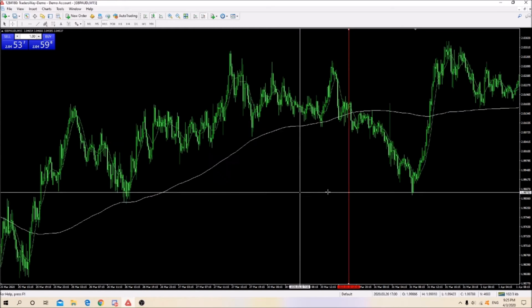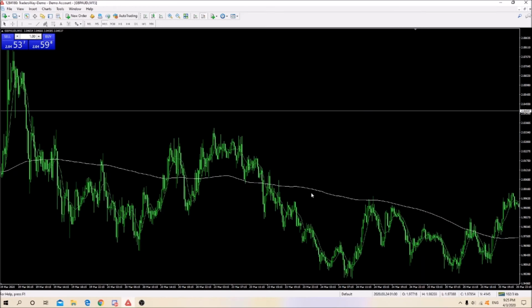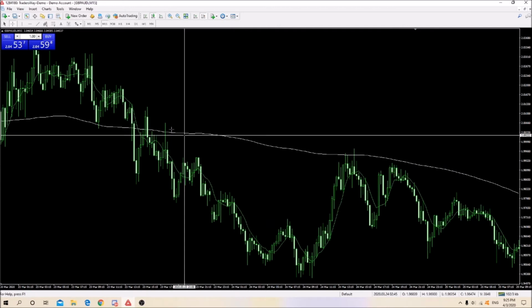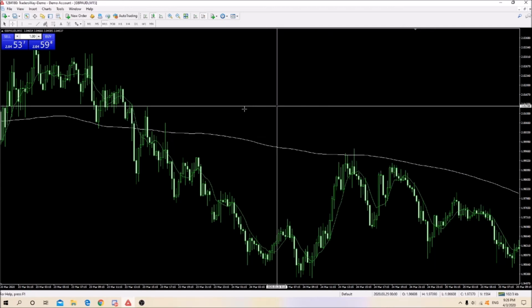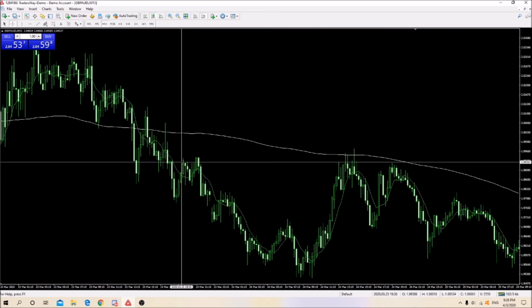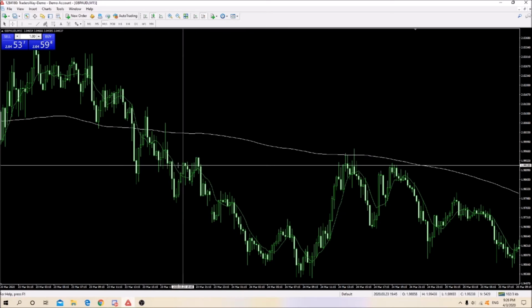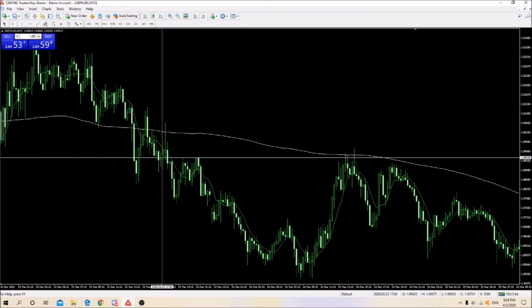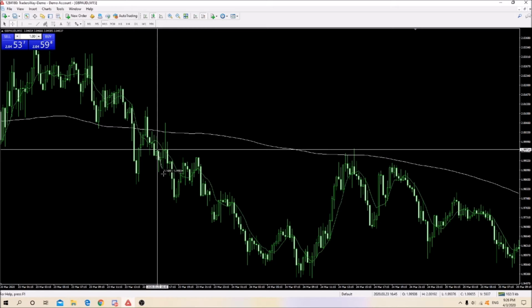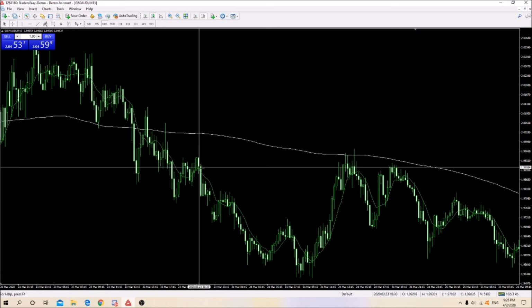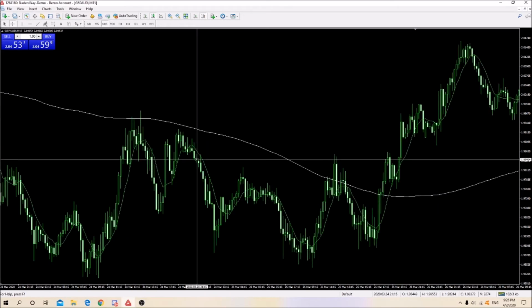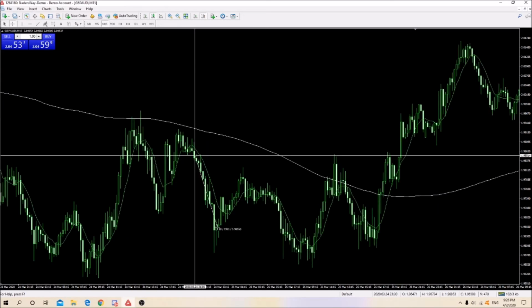So vice versa. If we do some backtesting here and find some examples, you guys can see here price is below the 200 moving average, so we're only looking for shorts. And for entries, we look at the 8 period moving average. So whenever price closes below the 8 moving average, you'd go for sell trades. You guys can see here a nice win right here. Price goes below, another nice win. Price goes below, another nice win. Price goes below, another nice win, 200 pips.